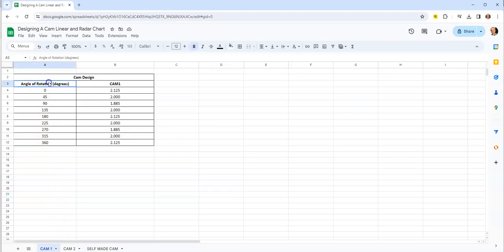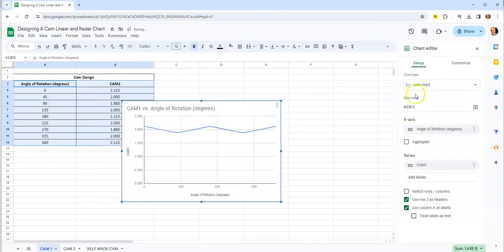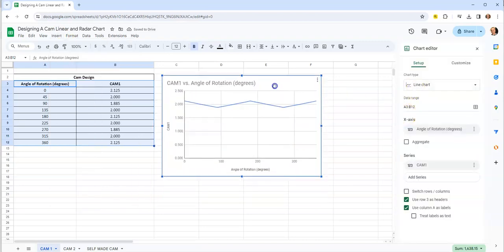We're going to highlight where it says angle of rotation in Cam 1. We're going to highlight all the data you see on your screen, including the titles. We're going to go to Insert, and we're going to go to Chart. Automatically it's going to go to Line Chart. You can see that our line chart has the angle of rotation at the bottom, and we have the height of the follower.